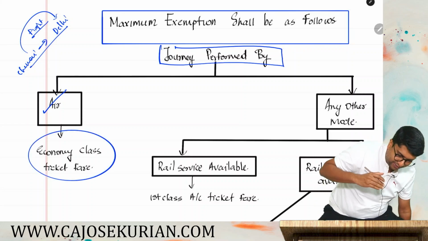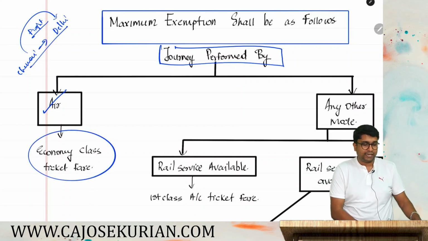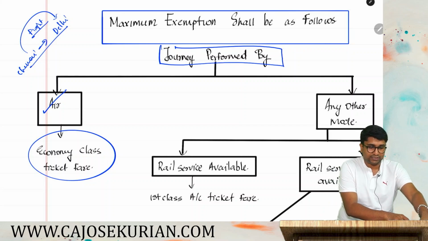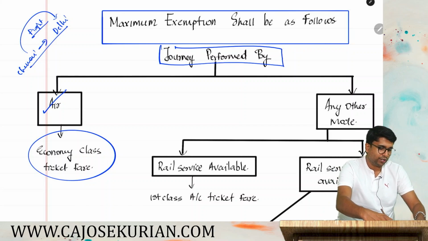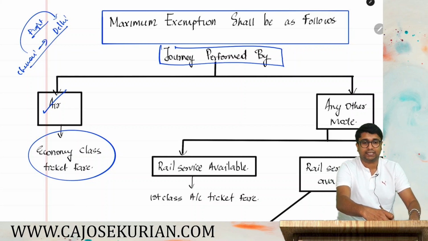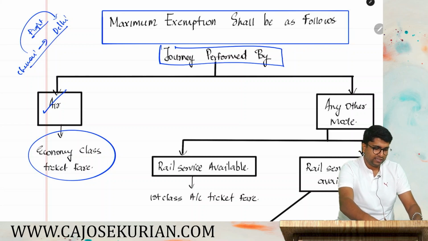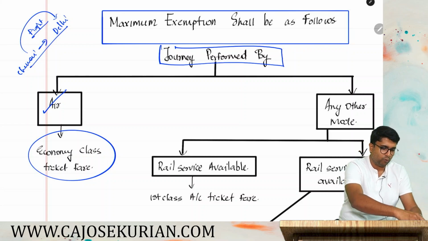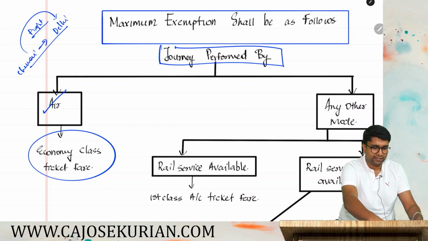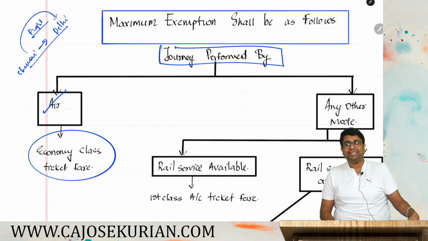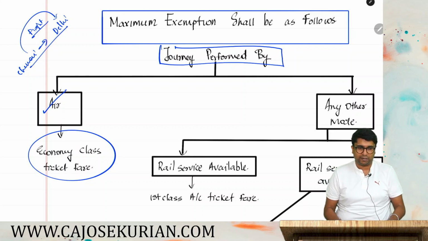So you have traveled in business class. Can you claim that entire business class ticket cost as an exemption? The answer is a big no. You cannot claim the entire business class ticket cost as an exemption. Not possible. The maximum exemption shall be the economy ticket fare of that respective Chennai-Delhi flight. That's what the department says.